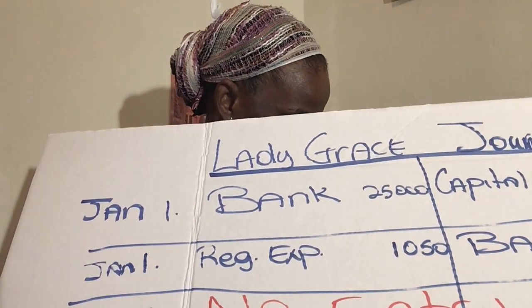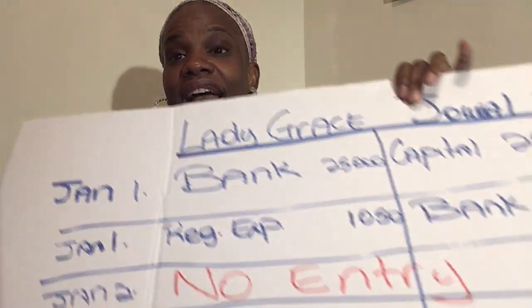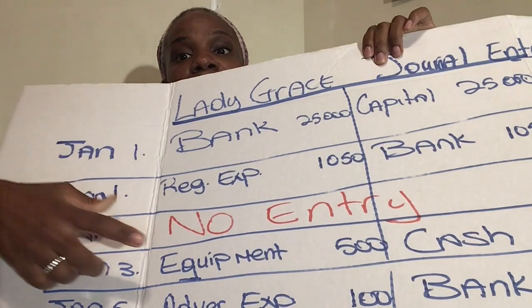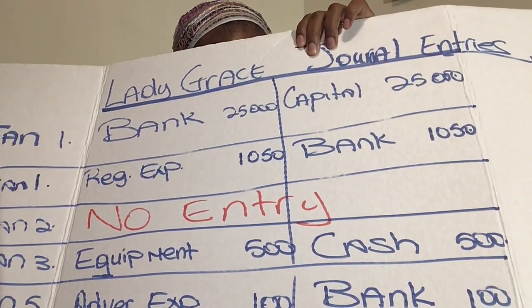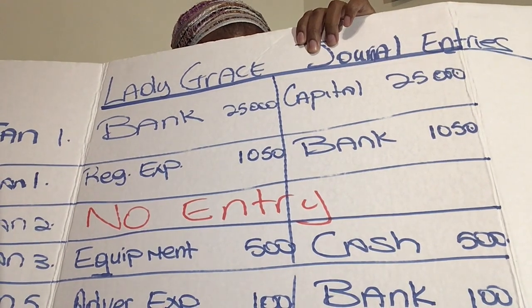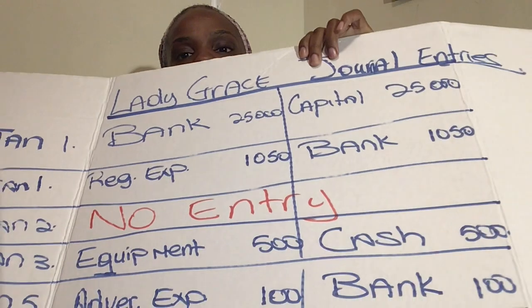And then on the 3rd, we purchased computer equipment for $500 cash. So what are we receiving? We're receiving equipment, and what is walking out of the door? Money is walking out of the door, and that's $500 cash, and that's why you see cash is credited for $500.